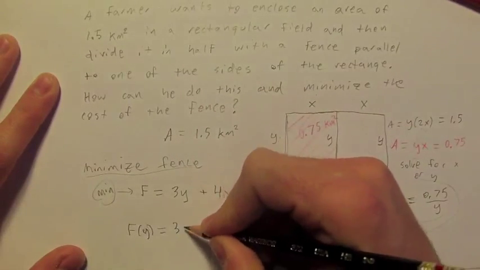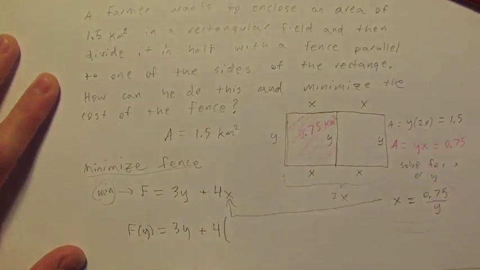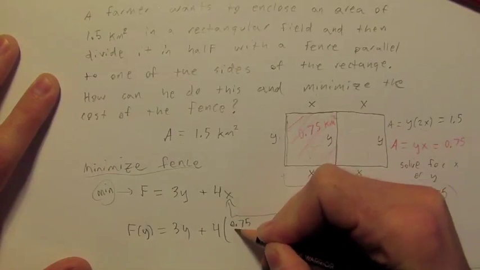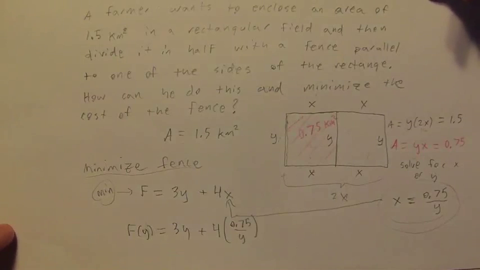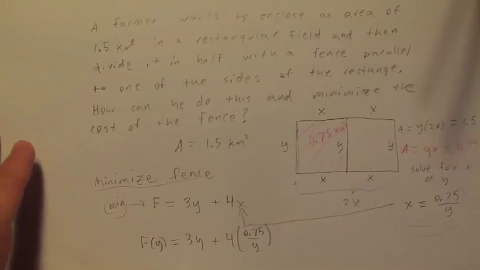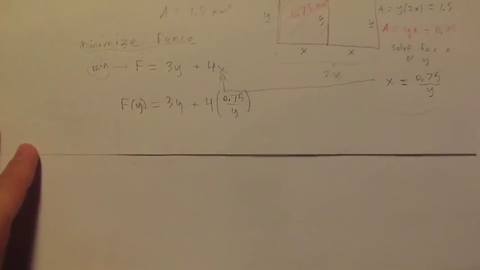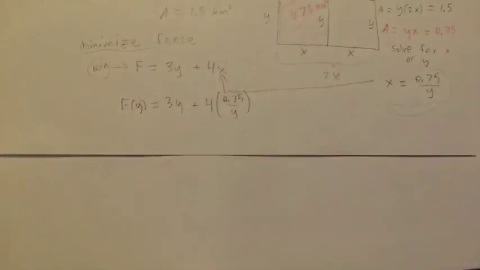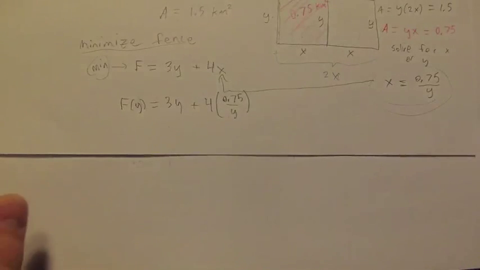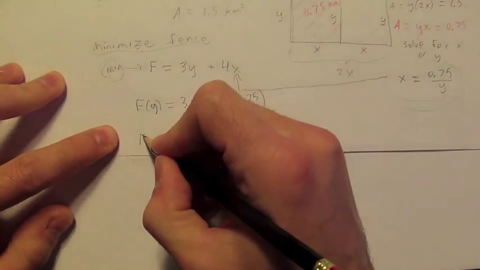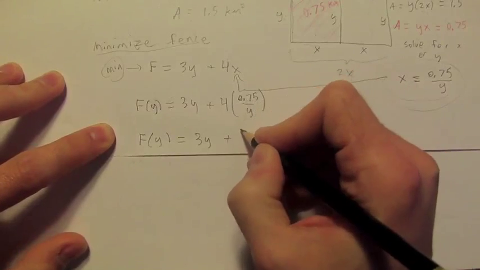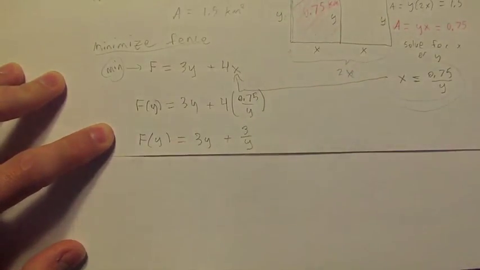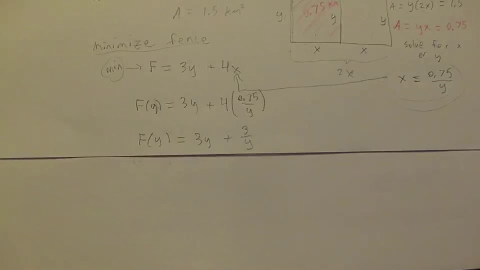So a function of y: 3y plus 4 times 0.75 over y. Now I chose to solve for x mainly because I know 4 times 0.75 comes out to be a nice number. I know that now f of y is 3y plus 4 times 0.75, which is 3, so this is 3 over y. And now I'm ready to take the derivative.